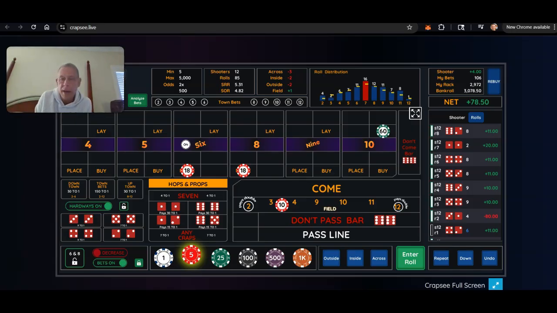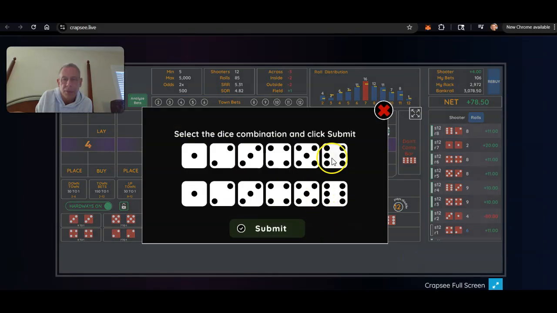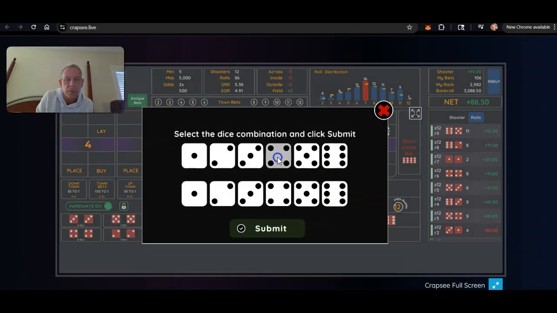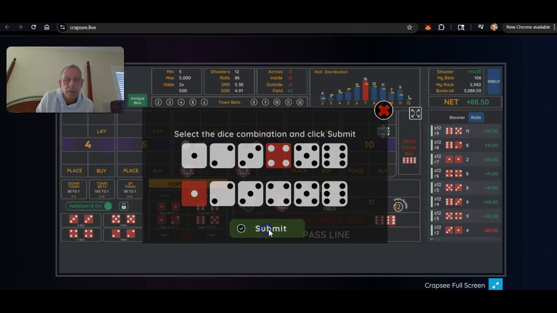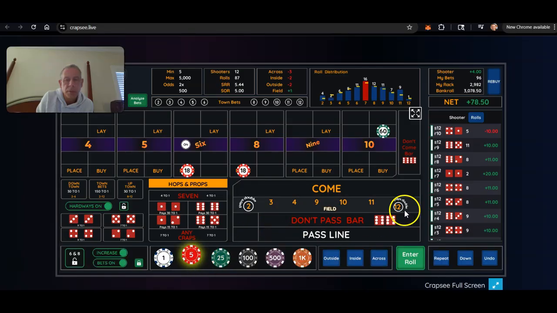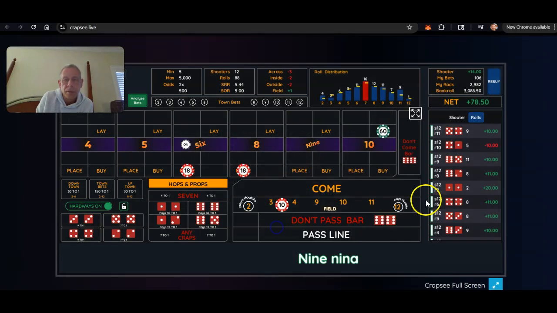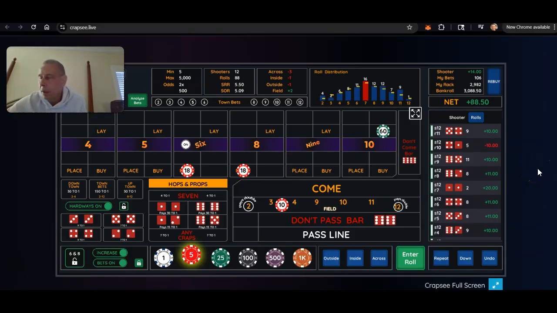All right, 6, 5, yo 11. That's going to be another field winner. Yo 11. Okay, back to 88. 4, 1, 5. That's going to be a field loser. Fever 5. Just replace it. Okay. 5, 4, 9. That gives us our money back from the field. Nina, Nina. Okay. Keep going.